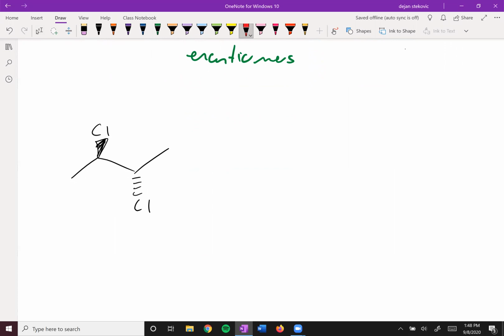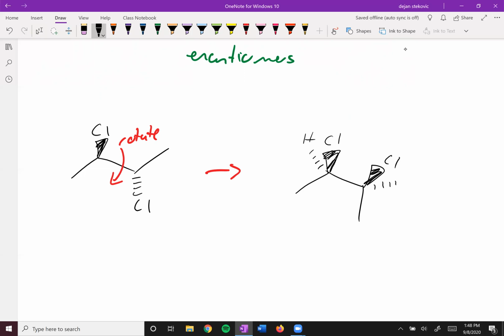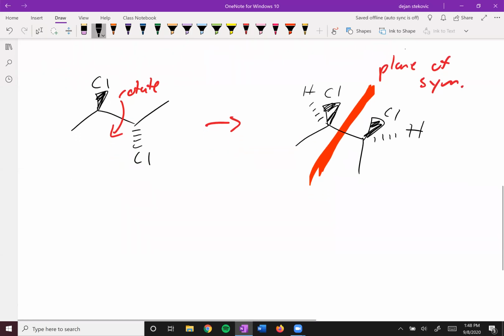However, remember we can rotate about this bond. And when you do so, if we keep this one constant, we'll rotate this other one so that this methyl group is pointing down. And if you think about where the chlorine is going to be, it's going to be pointing up as well. And then there'll be dashes of hydrogens there. And so there's a plane of symmetry, right, bisecting this. And so this is a meso compound, and so it won't have an enantiomer.